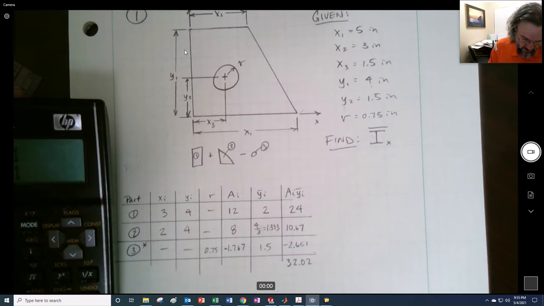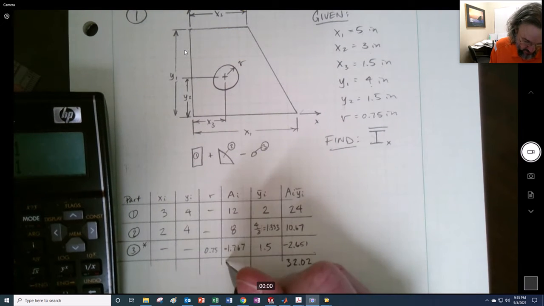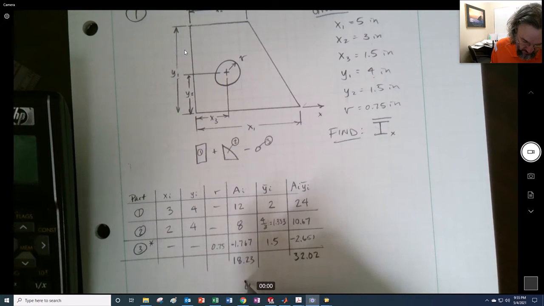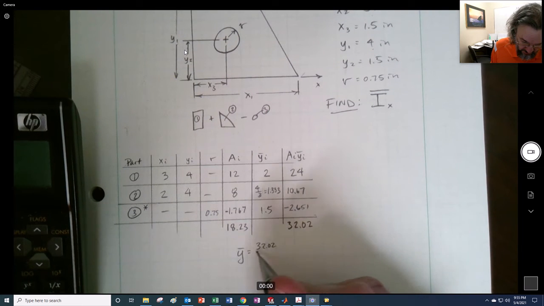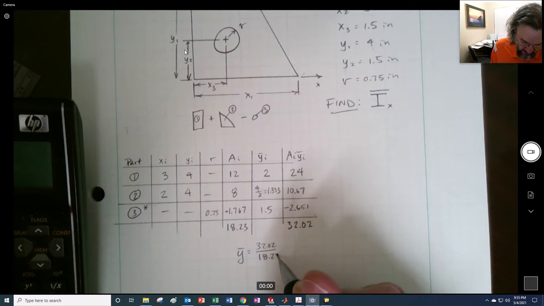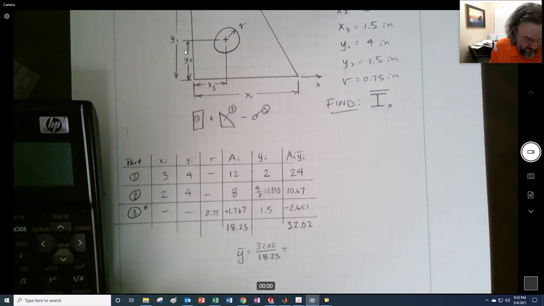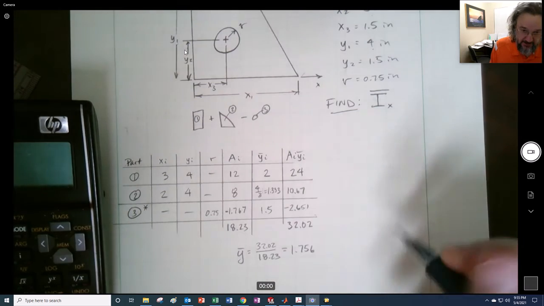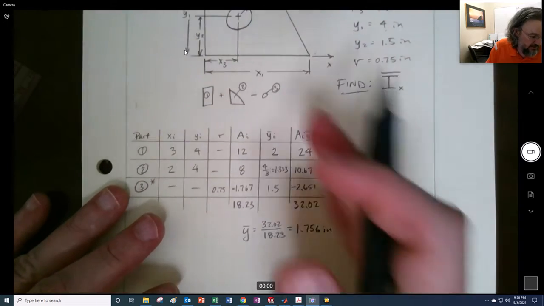And then this one is 12 minus 8. That's 4. No, 12 plus 8. That's 20. Sorry. 20, and then 1.767 minus comes out to 18.23. And so we can find that the y bar is going to be 32.02 divided by 18.23. And I think I got that right. 1.756 inches.